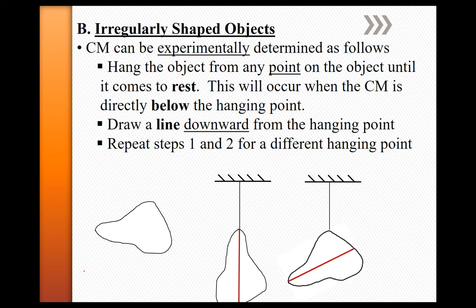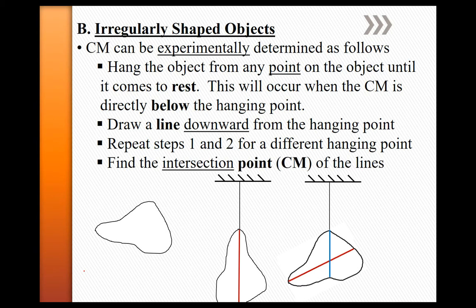So maybe this time around, we hang it from this edge. Let it come to rest. And once again, we would draw a vertical line straight down. Well, now I have the intersection of two lines. So if the center of mass has to lie along the blue line and the red line, the only point where the center of mass could be is where they actually do intersect. So the intersection point of the two lines is where I would find the center of mass. So it'll be located directly at that intersection point between the red and the blue line.